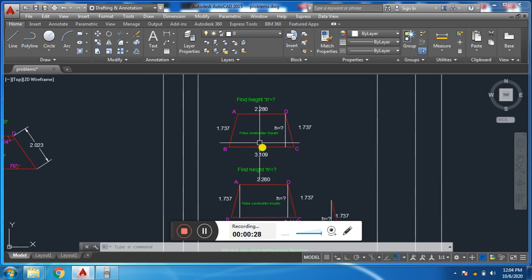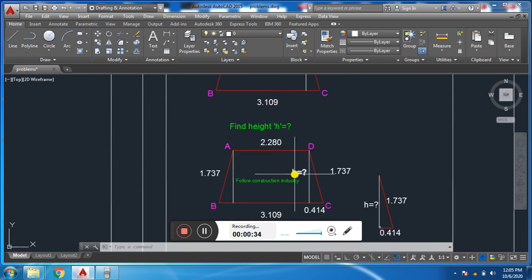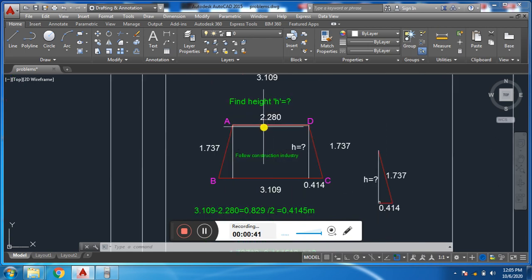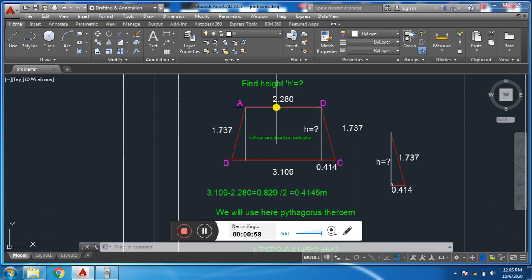Let's start. If we draw height here and here, this trapezium shape becomes like this. This portion becomes a rectangle, and also two similar triangles. These two triangles are similar. This distance is equal to this distance from this point to this point. This distance is equal to this distance.